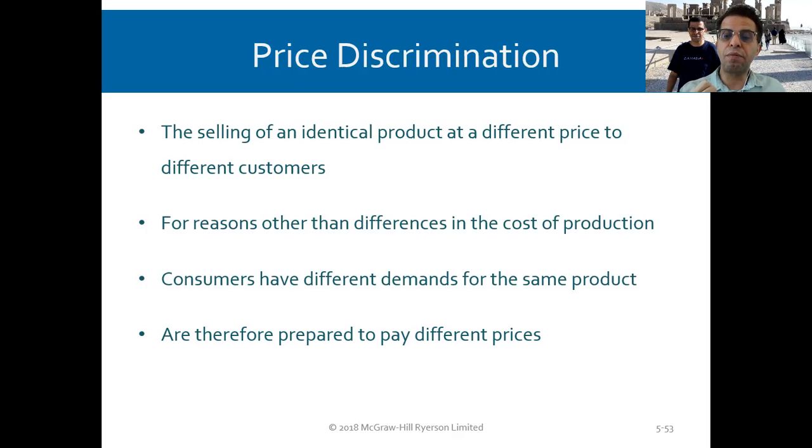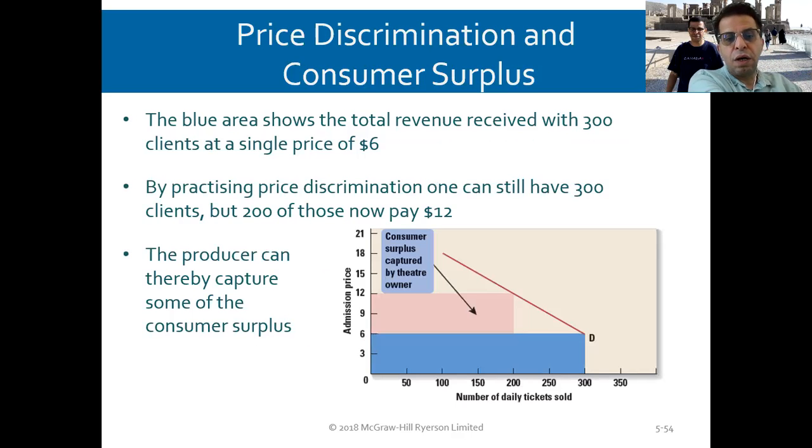And the bottom line for the firm is that it wants to maximize its total revenue. So if he gives a 10% discount for older people, then he will get higher revenue from that segment, and he kept the same total revenue from younger ones. So the blue shaded area shows the total revenue received with 300 clients at a single price of $6.